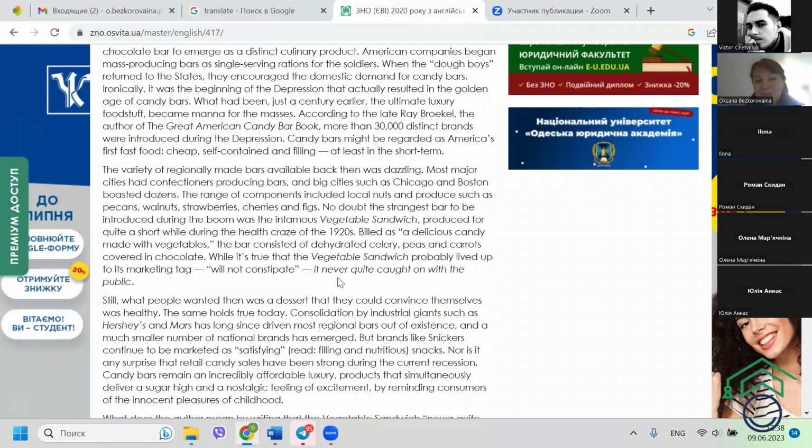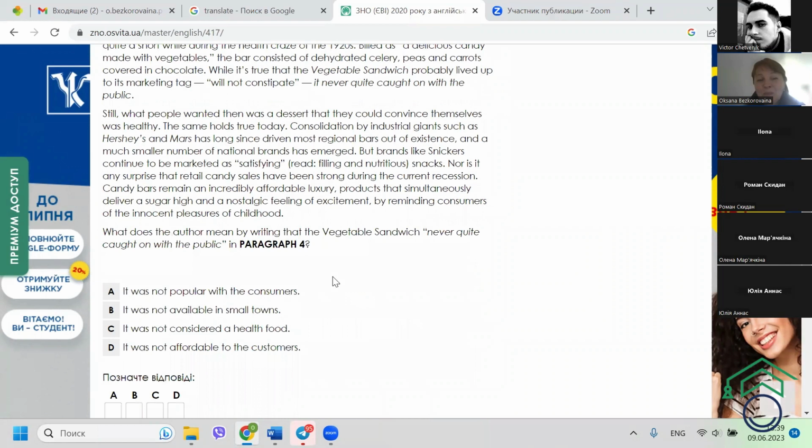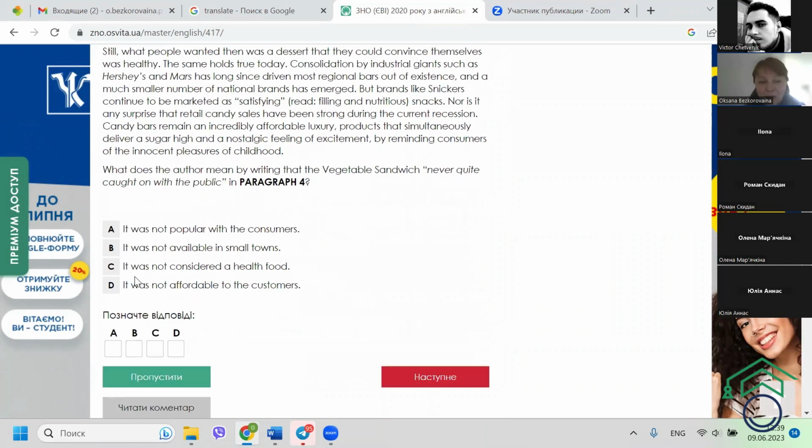Чесно, дуже якось таке питання, важкувато. Так, повертаємося спочатку. Давайте точно викреслюємо, що точно ні. Нічого не сказано про маленький, про Таунс нічого не сказано. Про те, що він дорогий, теж ми не знайшли. Значить, або A, або C.